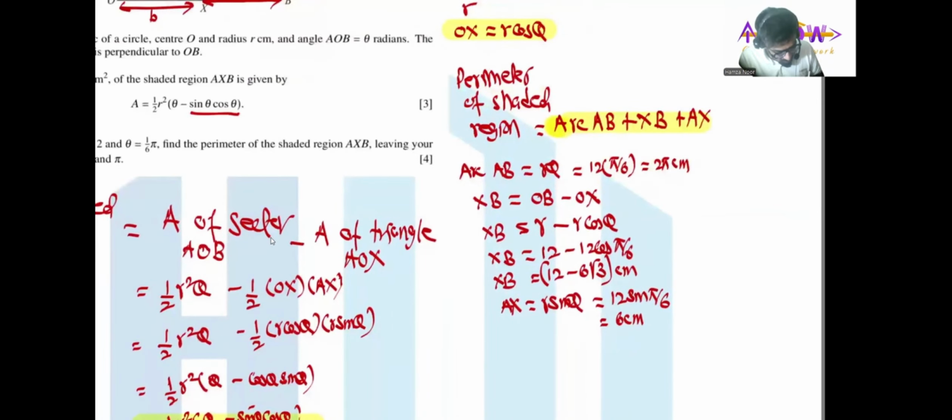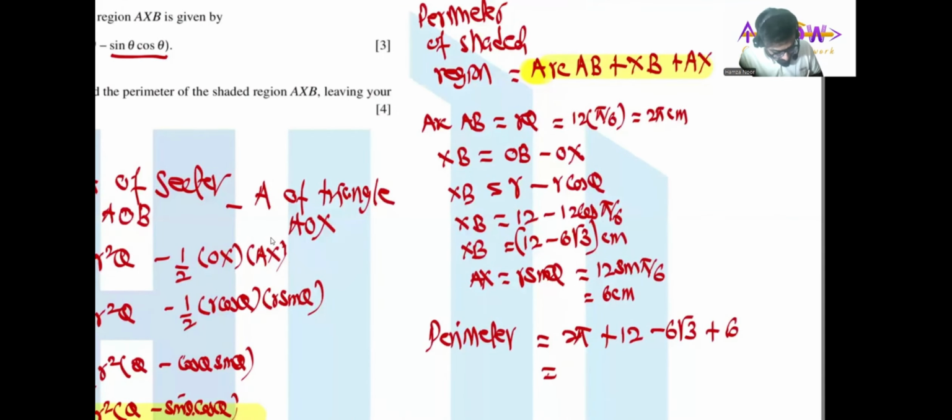Okay, so arc AB is 2 pi centimeter. Therefore, the perimeter would be 2 pi plus the XB length, which is 12 minus 6 root 3, and then plus AX length, which is 6 centimeter. So therefore, 18 minus 6 root 3 plus 2 pi. This is the exact form of the perimeter of the shaded region, and as per the requirement, we have expressed our answer in terms of root 3 and pi.